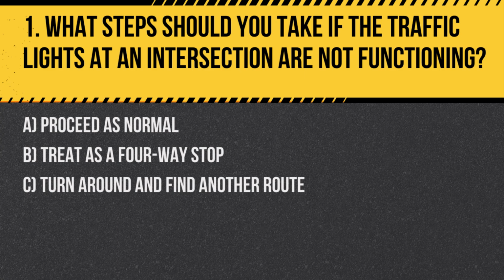Question 1. What steps should you take if the traffic lights at an intersection are not functioning? A. Proceed as normal. B. Treat as a four-way stop. C. Turn around and find another route.